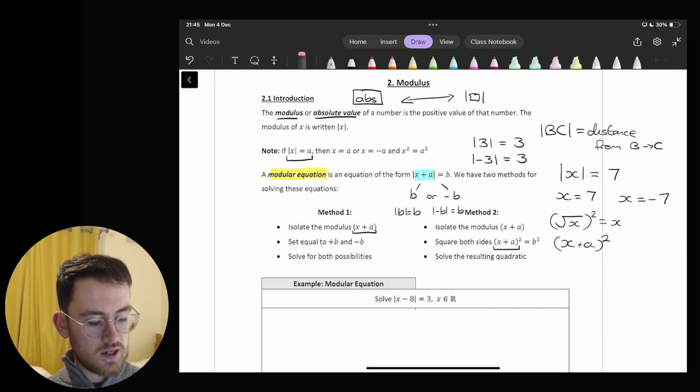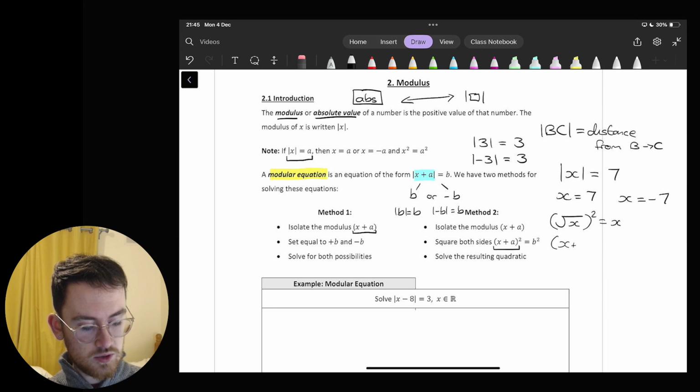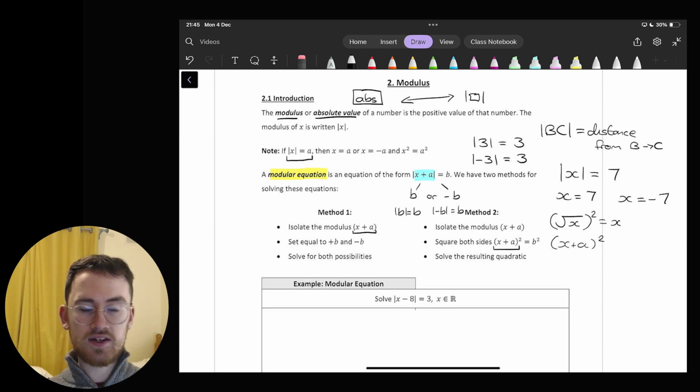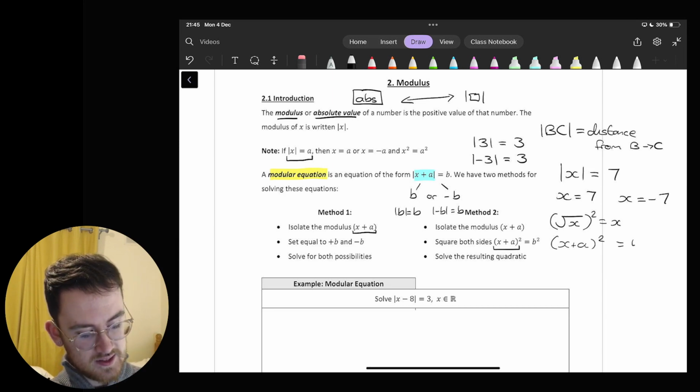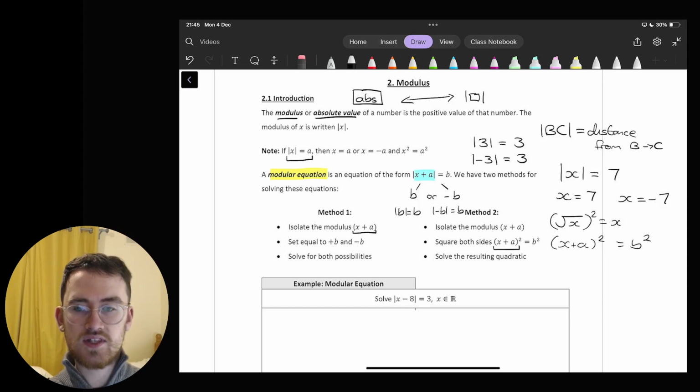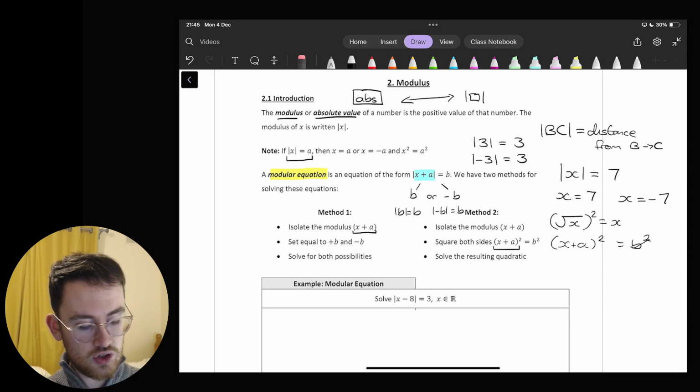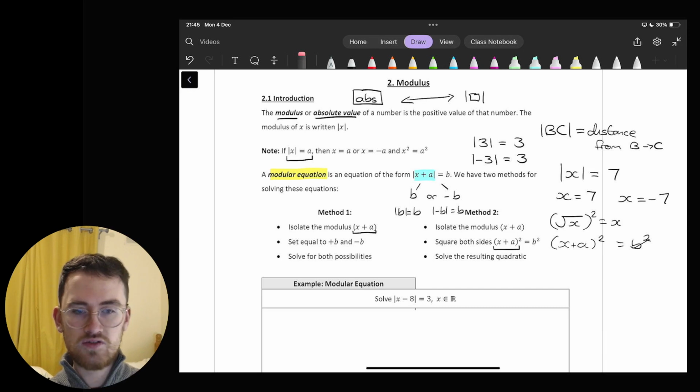So it's not that squaring just removes the modulus part. What we're actually squaring is the part that was written inside the modulus. So we're squaring the expression that was inside and the expression that was outside, and we use that then to solve the quadratic to get our two solutions. So either way, we should have two answers. We can easily check them then by subbing back in.